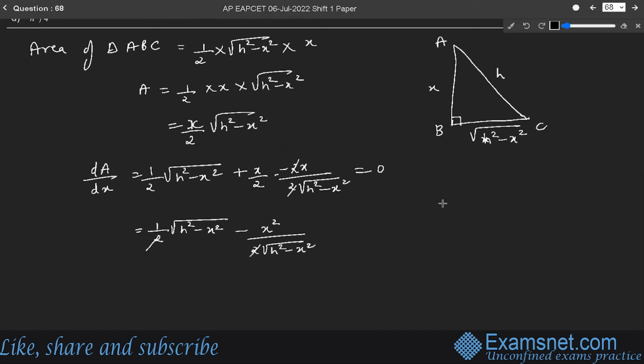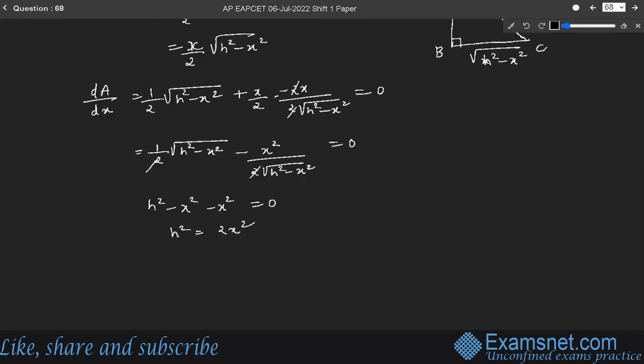Again, this 2 and this 2 will be cancelled. So the remaining terms will be H square minus X square minus X square is equal to 0. So H square will be equal to 2x square. So we can say that X will be equal to H upon root 2.